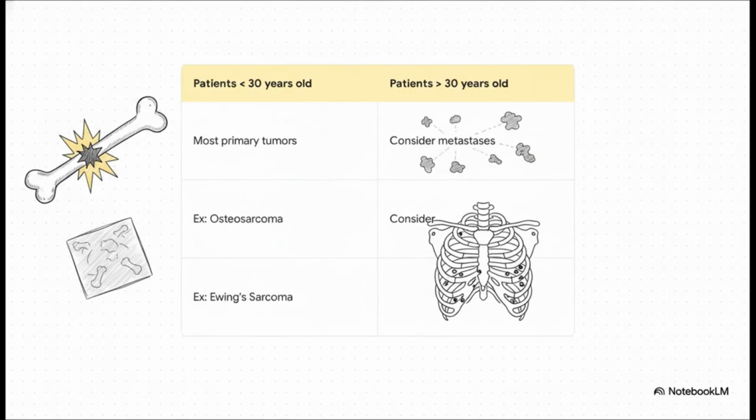Here's why that number is so important. If your patient is under 30, you're mostly thinking about primary bone tumors, things that actually start in the bone, like an osteosarcoma. But if the patient is over 30, and especially over 40, two brand new suspects jump right to the top of the list: metastases, that's cancer that spread from somewhere else, and myeloma. It's a completely different case file.